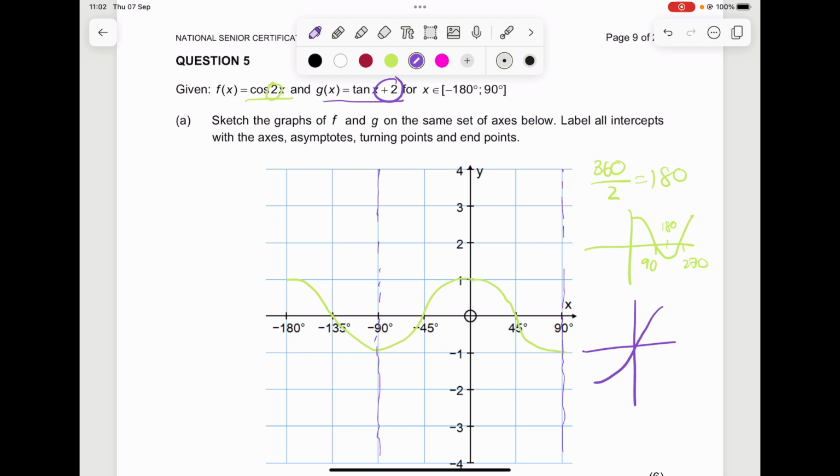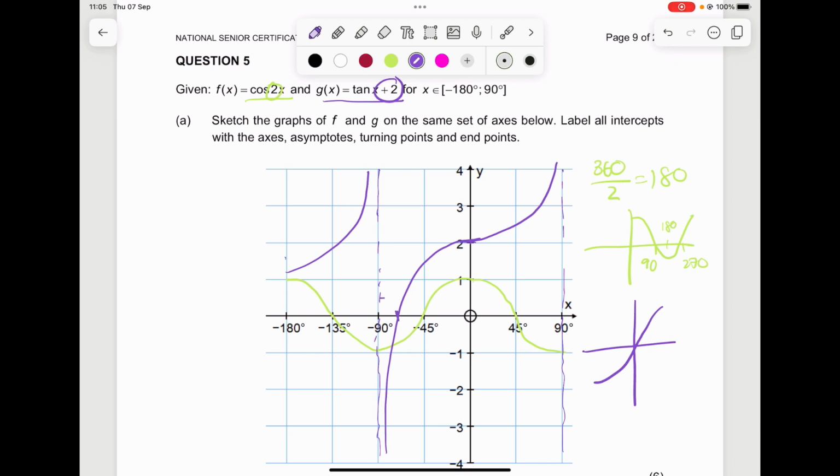Asymptotes stay the same and they cross over at 2 now, so that would be that. And then you have another asymptote that will be on the other side, and that would be the other part of your tan graph that's on the other side of the negative 90.